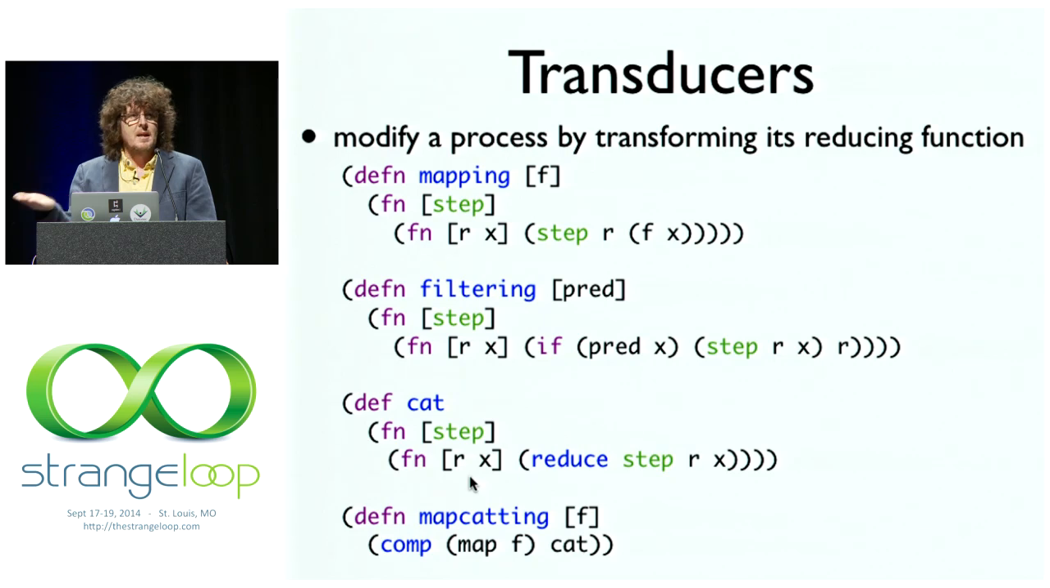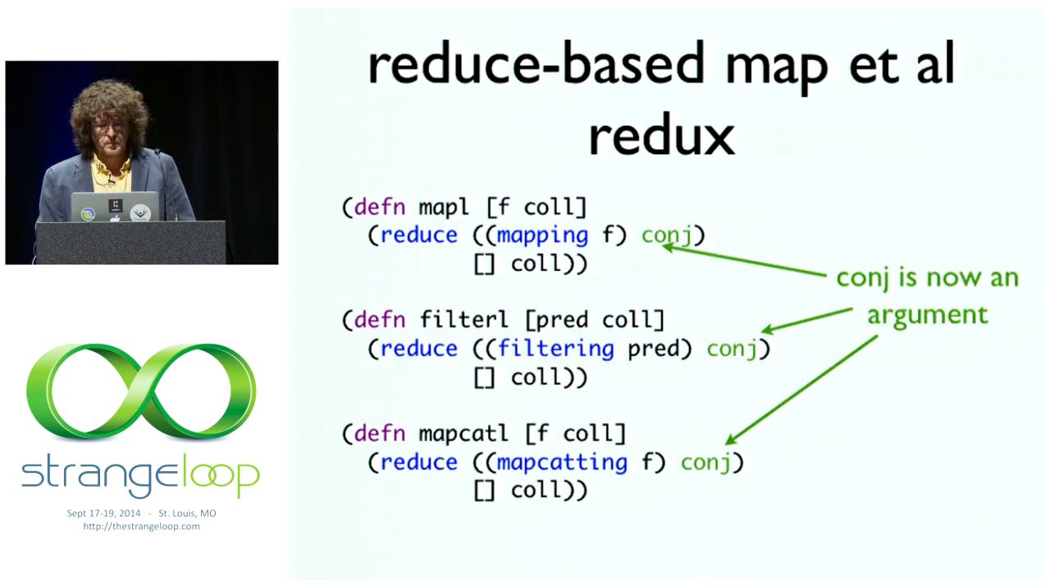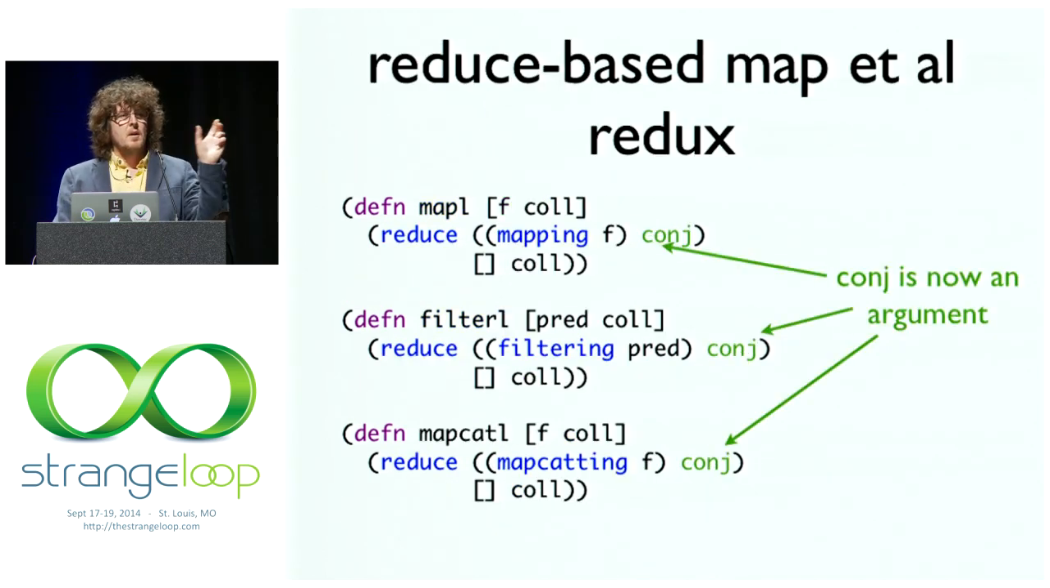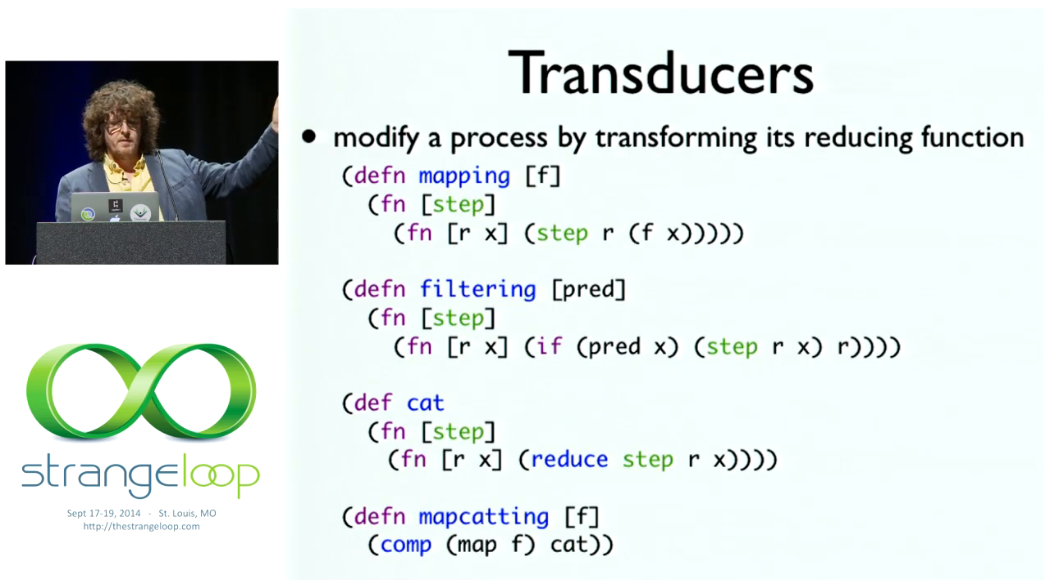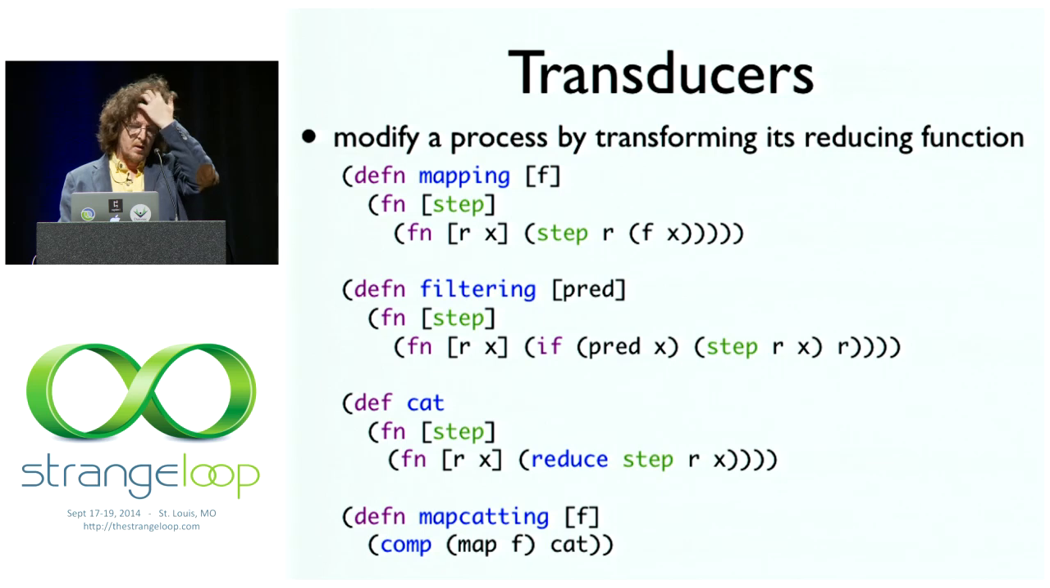Same thing with concatenate, cat. What does it do? It basically says do the step more than once. I'm giving you an input that's really a set of things. Do it to each thing. And mapcatting is just composing map and cat, which it should be. Okay, so we can take these transducer returning functions. So mapping returns a transducer, filtering returns a transducer, cat is a transducer, and mapcatting returns a transducer.